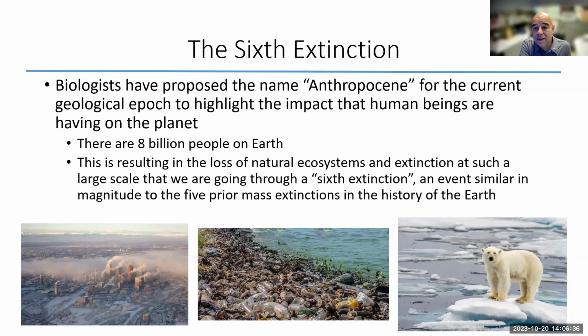And it's gotten so bad that some biologists have proposed that we're going through the sixth extinction. In the history of life on Earth, there have been 5 major mass extinctions, where very large percentages of living organisms have almost gone extinct. And now we're going through a major extinction event again. There are 8 billion people, with a B, that's 8 billion. So the number of people has increased dramatically in the last century, and this is resulting in tremendous loss of natural ecosystems and space for other organisms. So I guess next slide.